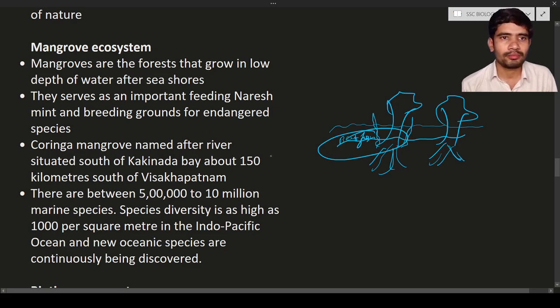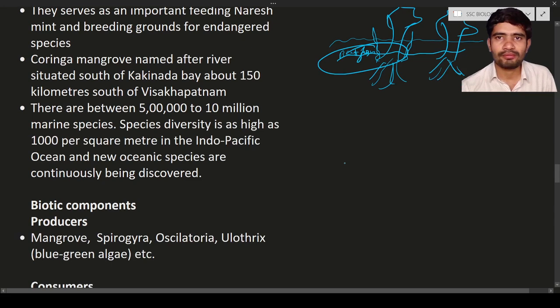Okay, so they are going to produce feeding. These ecosystems will provide food material, some kind of food, some kind of shelter, etc. That is known as feed. That is going to produce all these things. Hence, it is going to become a breeding ground.